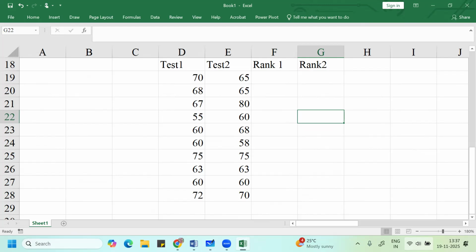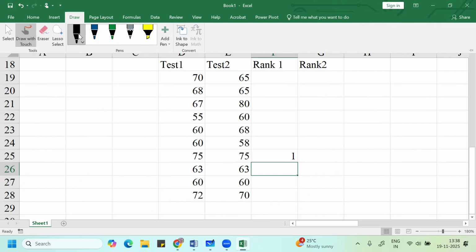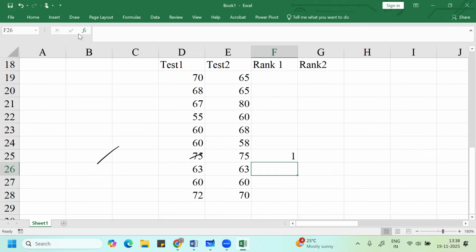The highest value here is 75. So I'll give 75 rank 1. Then after 75 I have 72. So 72 I'll give rank 2.